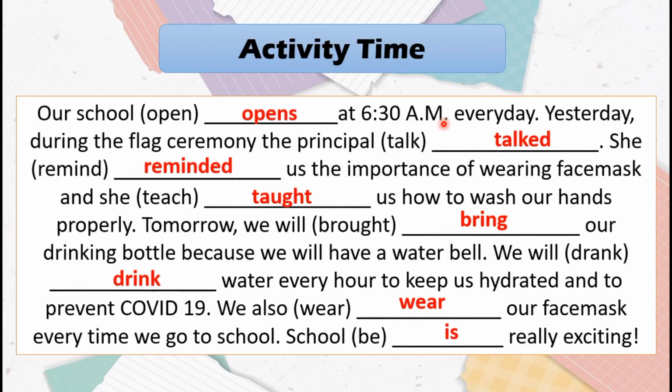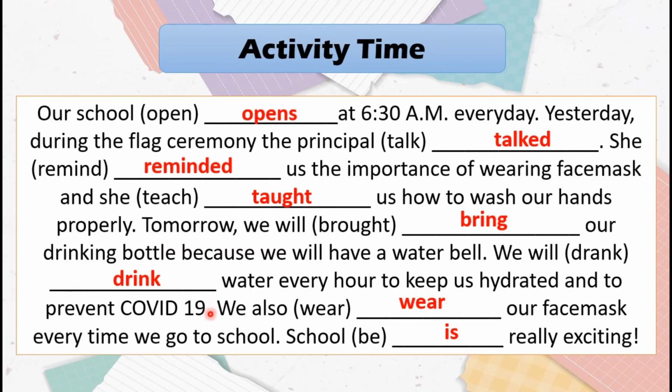The clue here is the word every day, which indicates that this is a simple present tense. For number 2, the answer is talked because of our time expression, which is yesterday, which indicates that this already happened in the past. Also, this part where the answers are reminded and taught also pertains to things that happened in the past. Whereas in this part, where our answer is bring or will bring and will drink, this is actually a future tense because of our time expression, which is tomorrow.